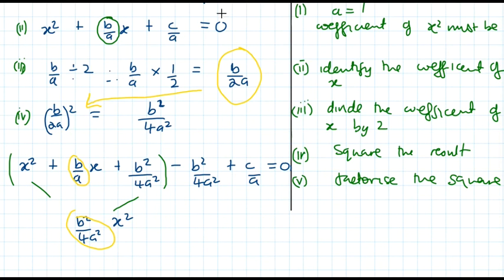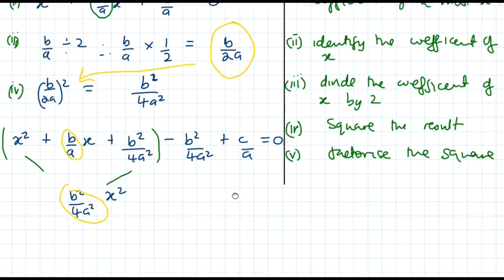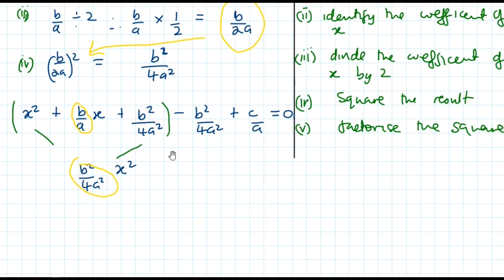Okay, so this is the most important part when you are completing the square: being able to identify that coefficient of x. After identifying it, you divide it by 2, and after dividing by 2, you square it, and then you add it to the equation. And make sure you balance the equation as well. That's why I had to subtract b squared over 4a squared, because this is an equation, it should remain balanced.